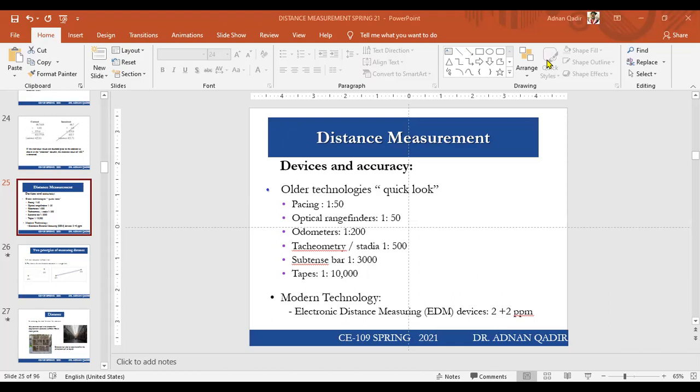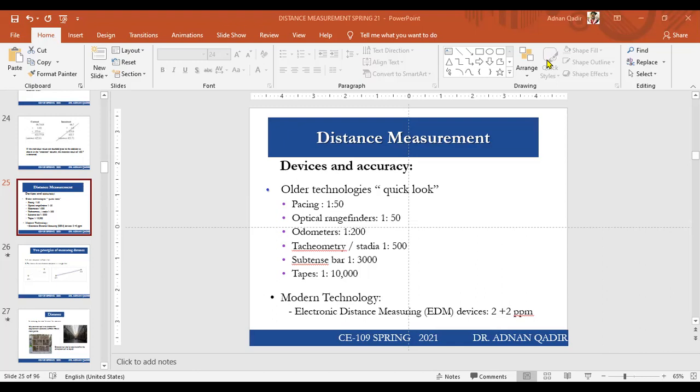Sometimes accuracy is not important, so then we go for some older technologies. And if accuracy is very important, then we have no option but to go for modern technology. Let's have a quick look at the older technologies.